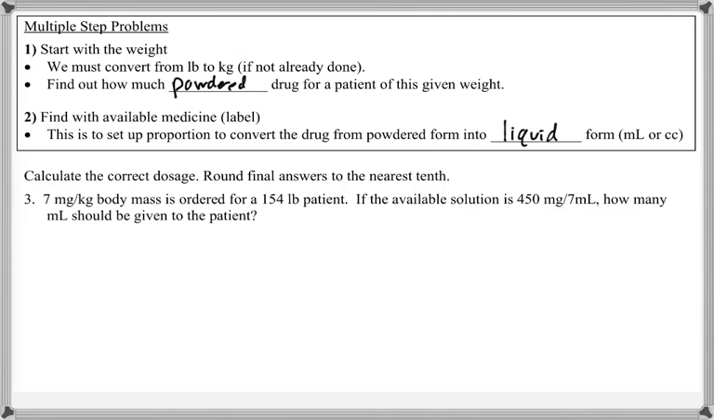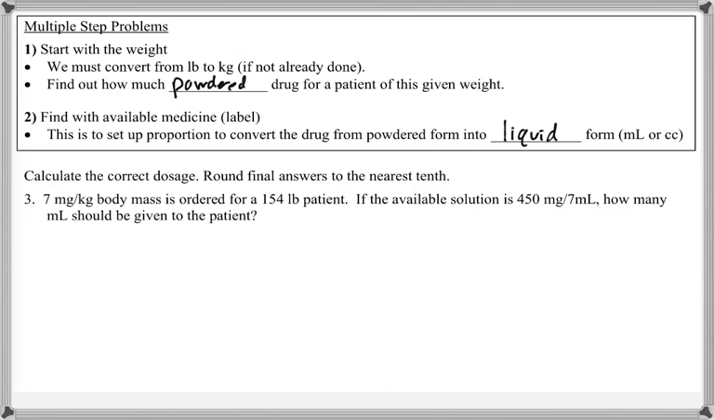Okay, so it says calculate the correct dosage and then round final answers to the nearest tenth. 7 milligram per kilogram body mass is ordered for a 154-pound patient. If the available solution is 450 milligrams per 7 milliliters, how many mLs should be given to this patient?